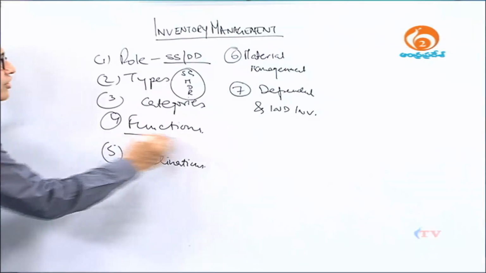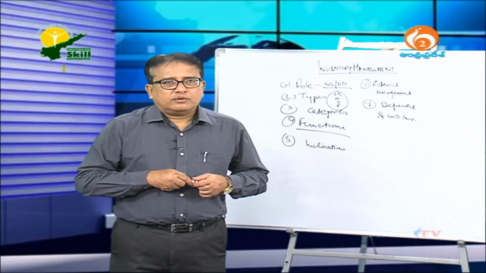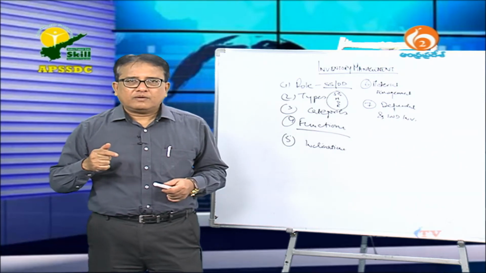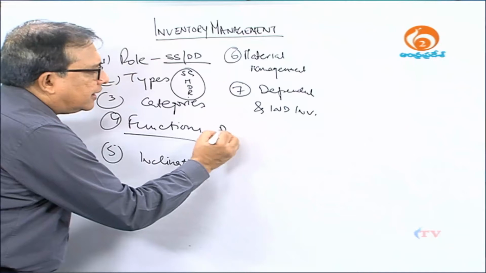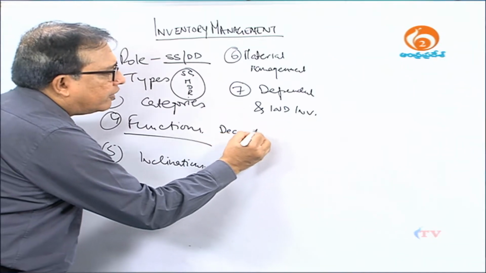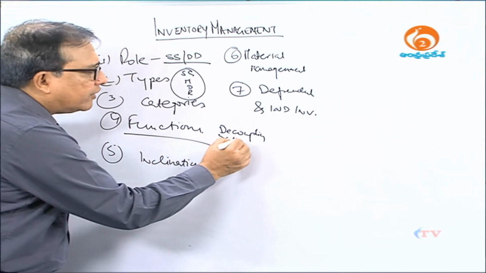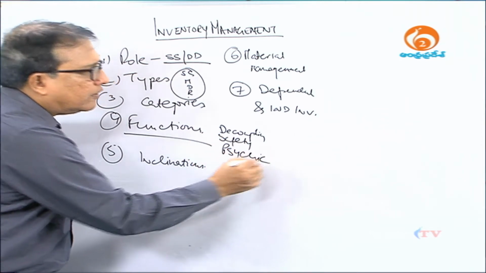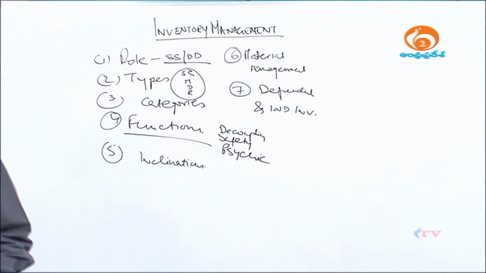What are the functions of inventory? What does inventory do? It helps in the work progress. There is something called decoupling inventory. What is decoupling? There is something called a safety inventory. There is something called a cycle inventory. So, these are the kinds of inventory that you have.